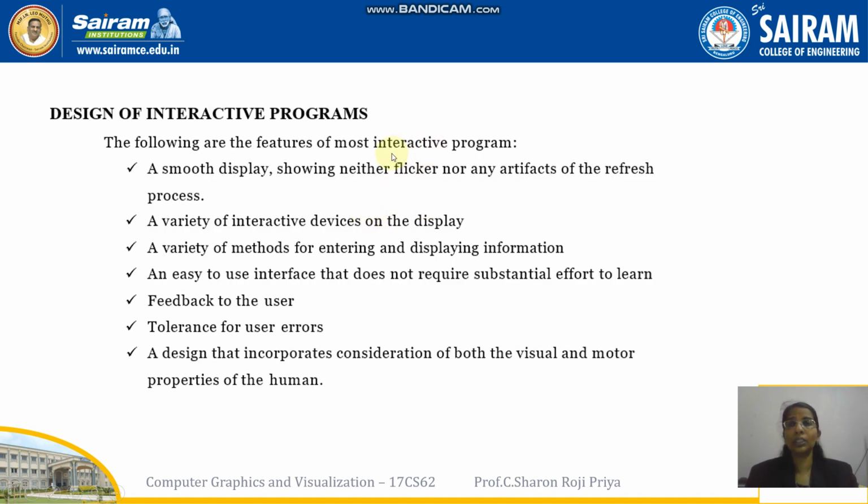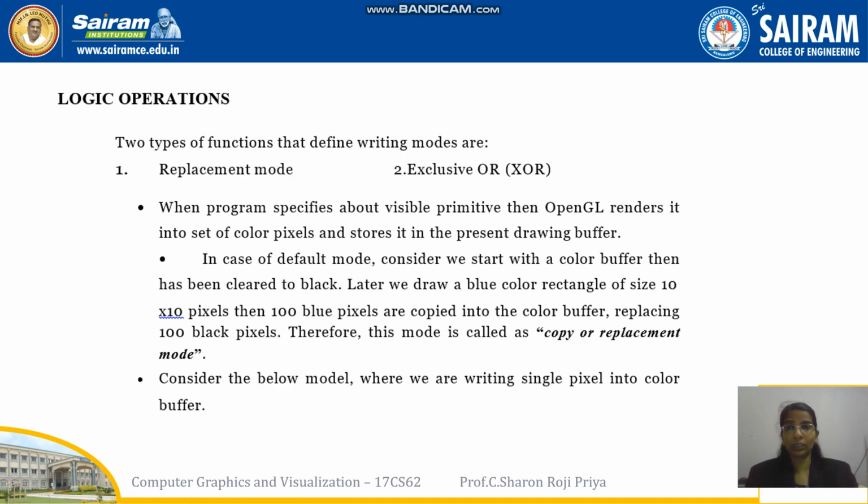Next, there are some features for interactive programs. It should have a smooth display and a variety of interactive devices on the display, a variety of methods for entering and displaying information. It should be an easy to use interface, feedback to the user, tolerance for user error, and a design that incorporates consideration of both the visual and the motor properties of the human. These are the features of design of interactive programs.